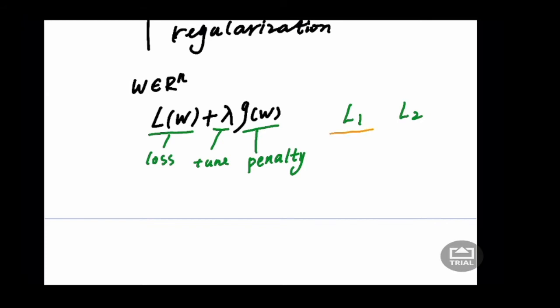For L1 regularization, G of W will be the 1 norm of W. For L2, G of W will be the 2 norm of W. Linear regression with L1 is also called Lasso regression. Linear regression with L2 is also called ridge regression. We will focus on ridge regression in this video.